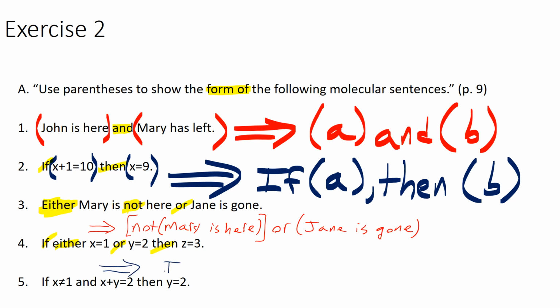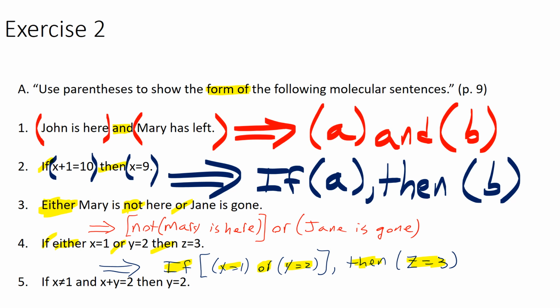So if, and we'll put in brackets, parentheses, x is equal to 1, or in parentheses, y is equal to 2, then z is equal to 3. So notice, of course, that what's dominant is the if-then. In the antecedent, we have a disjunction. There are three atomic sentences: x is equal to 1, y is equal to 2, z is equal to 3. And we have two sentential connectors. We have the if-then, we have the or. And what's dominant is the if-then.